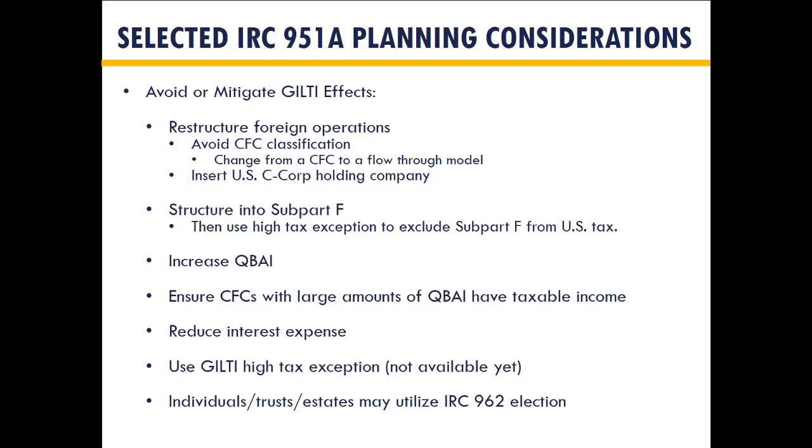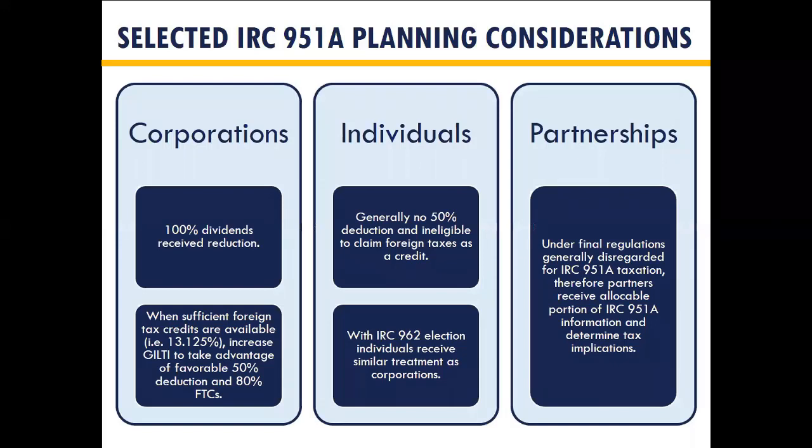And so some taxpayers have found themselves with entities that have a really high or large amount of tangible depreciable assets, but they have a loss, and because they have a loss, they're unable to use those assets as part of their QBI calculation or their 10% floor. So making sure those entities have income then would free up those assets, that QBI, to flow back into their GILTI calculation and thus increase their floor. Reduce interest expense, use the GILTI high tax exception, which is just a reminder that's not quite available yet. And then individuals, trusts, and estates may utilize Code Section 962, which we'll talk through in a moment here. So those are kind of the tools in the toolbox.